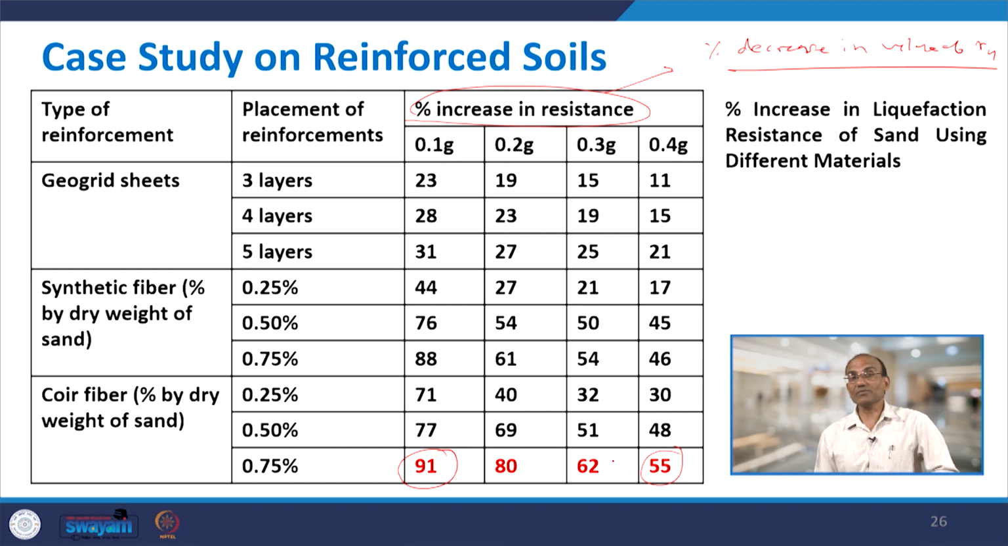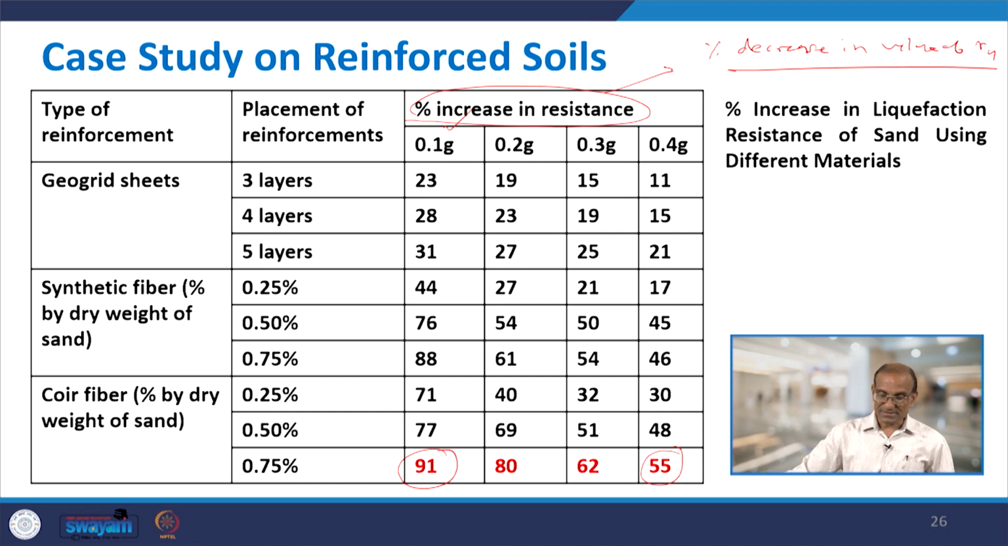The result shown in the figures was only for 0.1 G, but this table is complete, with 0.1 G, 0.2 G, 0.3 G, 0.4 G. That means coir fiber is effective not only in increasing liquefaction resistance at 0.1 G, but it is also effective at 0.2 G, 0.3 G and 0.4 G. The percentage increase is quite significant.